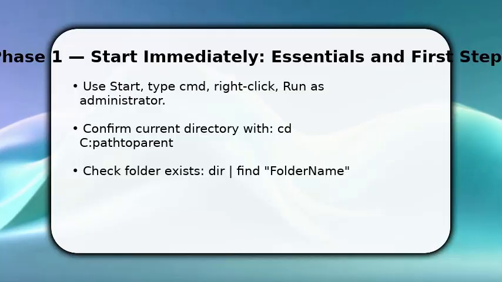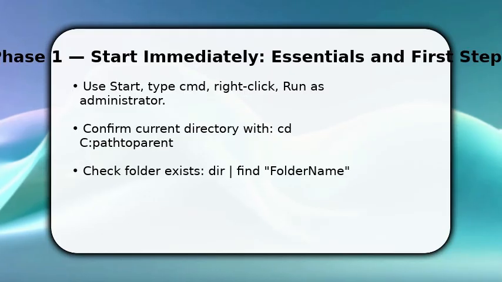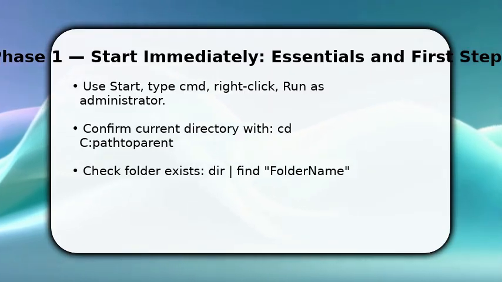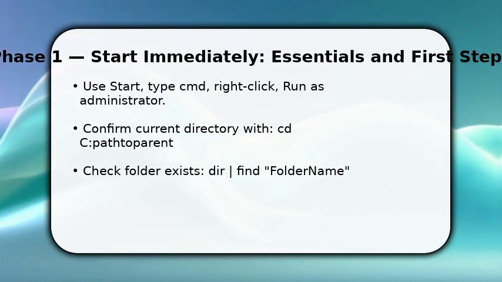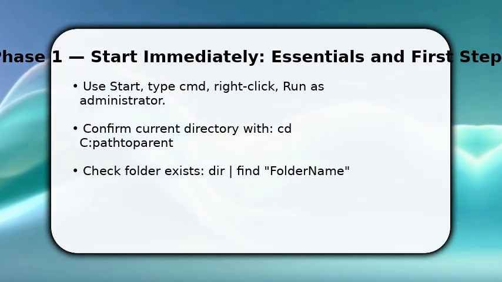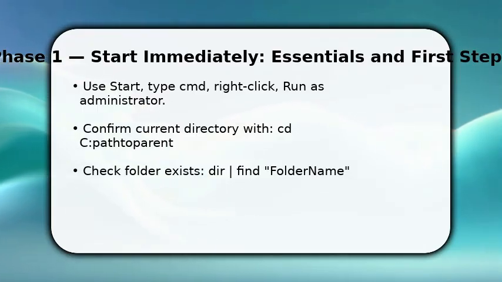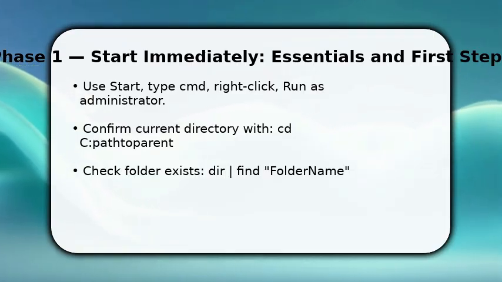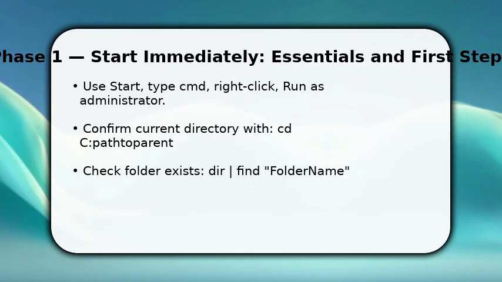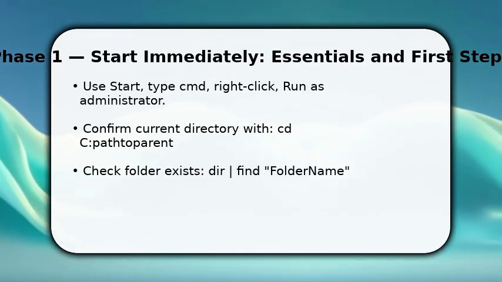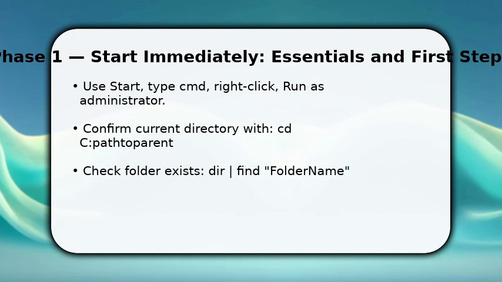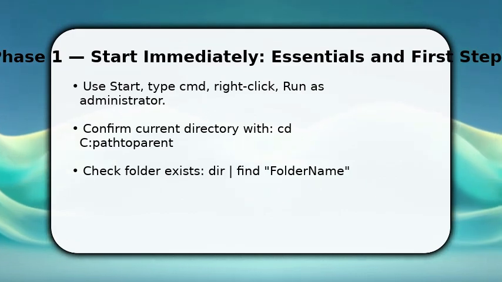Enjoy the video. You start by opening a command prompt with administrative privileges so you have permission to remove protected folders. Navigate immediately to the parent folder with cd /d path/to/parent. This avoids typing long paths. Once there, list contents using dir and confirm the exact folder name. If the folder name has spaces, enclose it in quotes. Doing these steps prevents accidental deletion of the wrong directory and sets you up for the precise removal command.